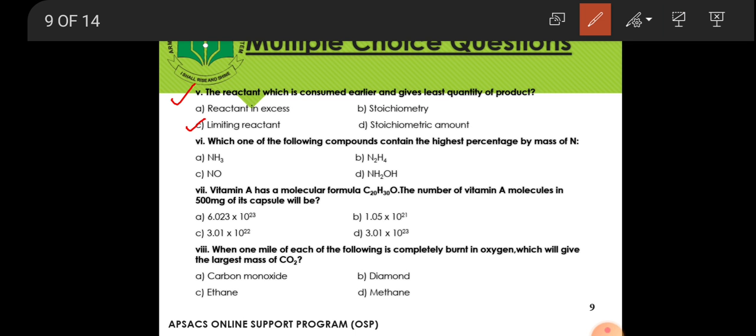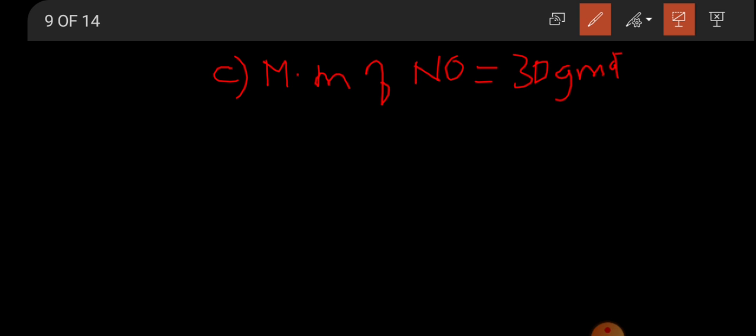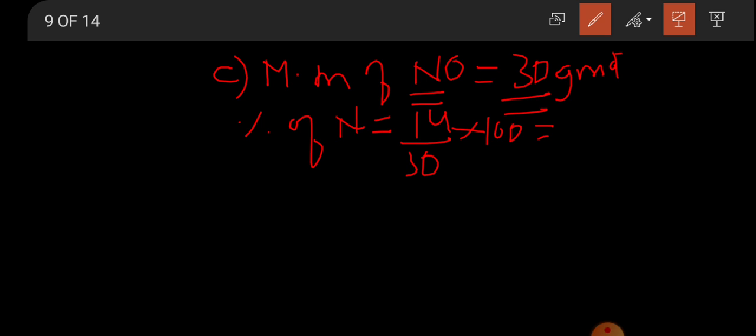Let's solve the C part. What is the molar mass of NO? Molar mass of nitric oxide is 14 plus 16, and that is equal to 30 gram per mole. And what is the percentage of nitrogen in NO? Mass of nitrogen is 14 divided by the total mass of this compound, 30, multiplied by 100. So the answer will be 46.6%.